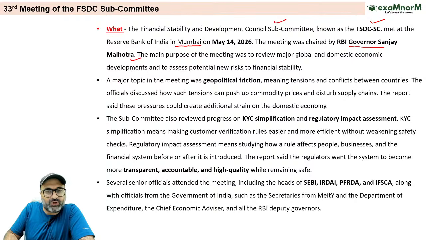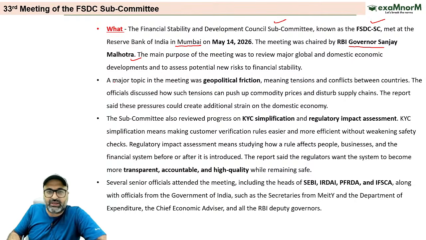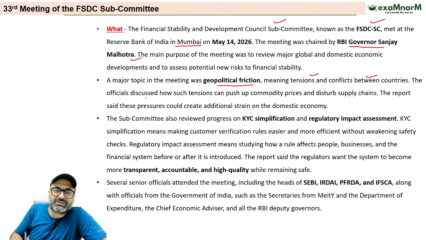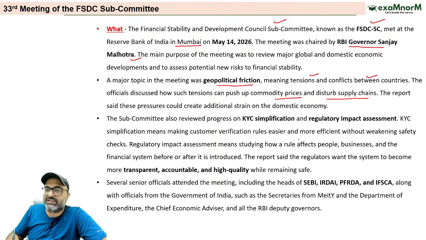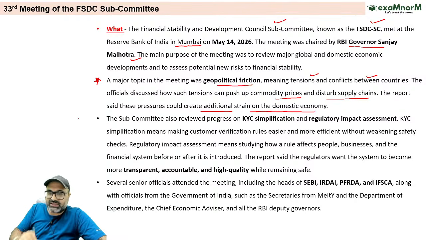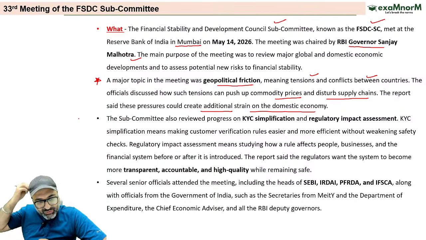The name is Sanjay Malhotra ji, who is the 26th Governor of RBI. The major topic in the meeting was geopolitical friction, meaning the tension, the conflicts between the countries. The official discussed how such tensions can push commodity prices and disturb the supply chains. The report said that these pressures could create additional strain on the domestic economy. So they have clearly mentioned कि भैया इसकी वजह से आपकी domestic economy पे भी strain आएगा.